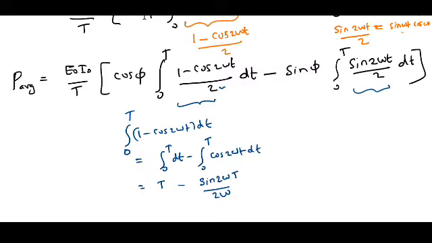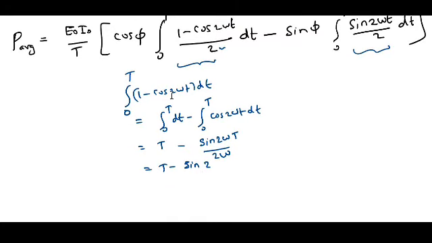Fine. Then this will be T minus sin of 2 into 2 pi by T into T, because this omega can be written as 2 pi by T, and in the denominator we have the 2 omega. Here you will see that this T and T cancel, then we have sin 4 pi, and the value of sin 4 pi is equal to 0. Therefore, you are left with T. That is, 0 to T of 1 minus cos 2 omega t is equal to T.